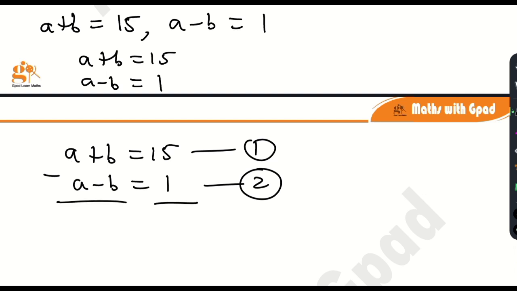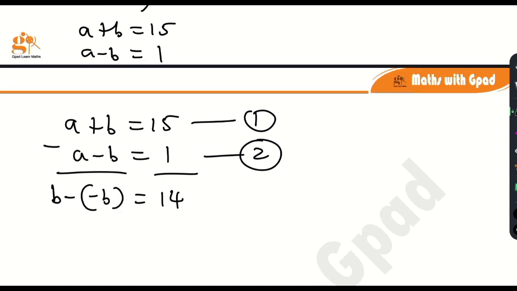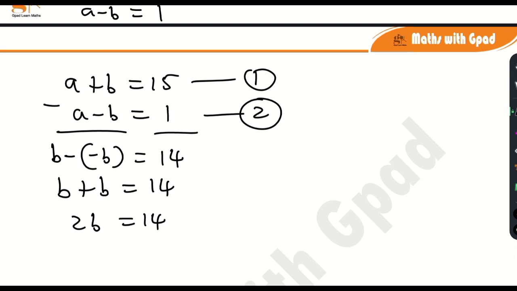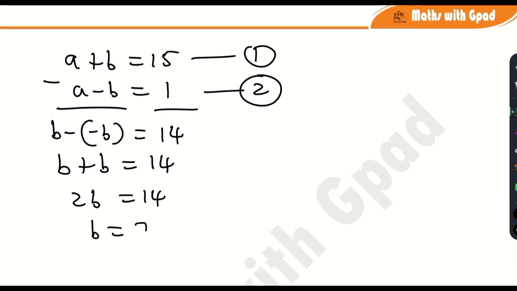Let's do that. So what is a minus a? That is 0. And then we have b minus negative b. I'll just rewrite it here. B minus negative b will be equal to, here you do 15 minus 1, which is clearly what? 14. We have two negative signs which are being multiplied together. It turns to what? Positive. So you have b plus b is equal to 14. What is b plus b? 2b. This is equal to 14. Divide both sides by 2, you will have that b is equal to 7.